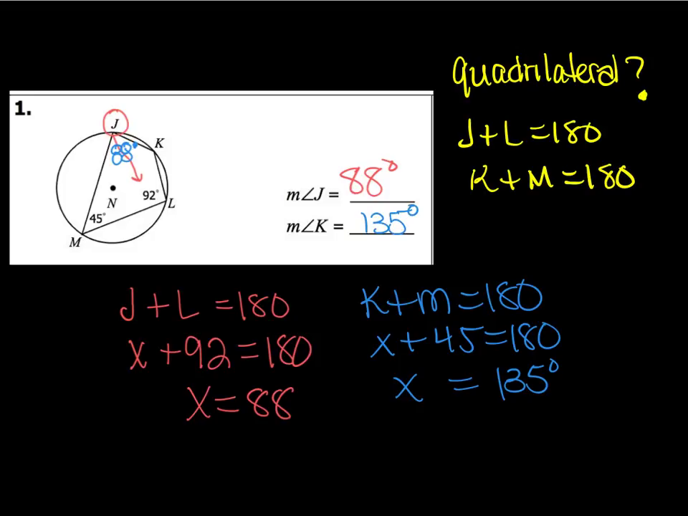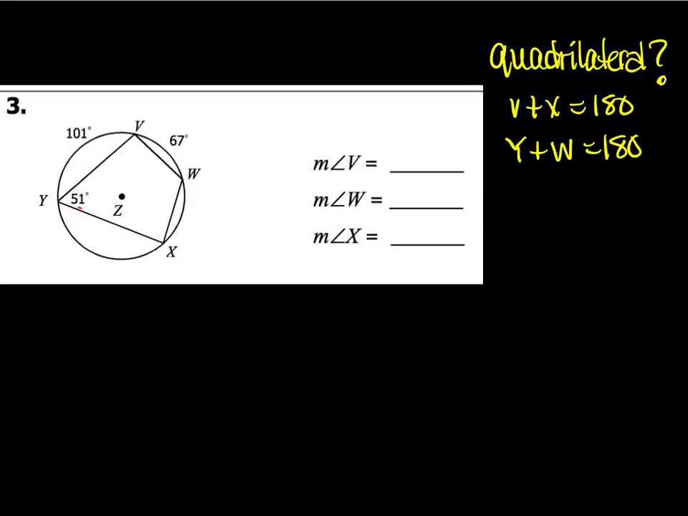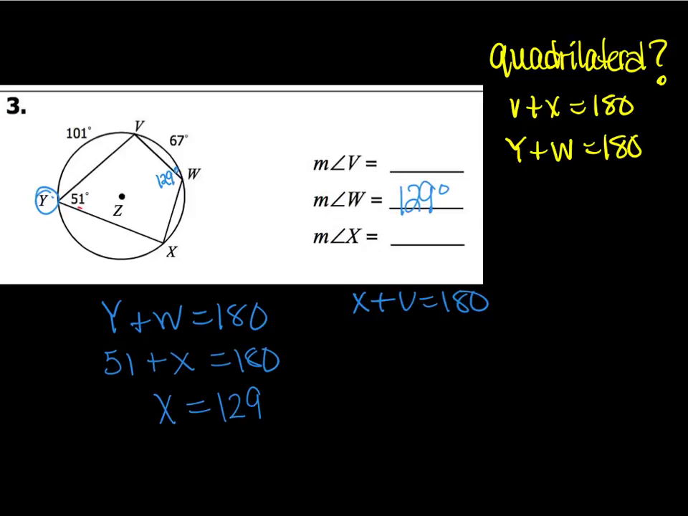Inscribed quadrilaterals. Here we have an inscribed quadrilateral, and we have angle Y. So angle Y plus angle W will come up to 180 degrees. Angle Y is 51. Angle W we don't know. So we solve for X and find out what angle W is. Angle X and angle V will add up to 180.